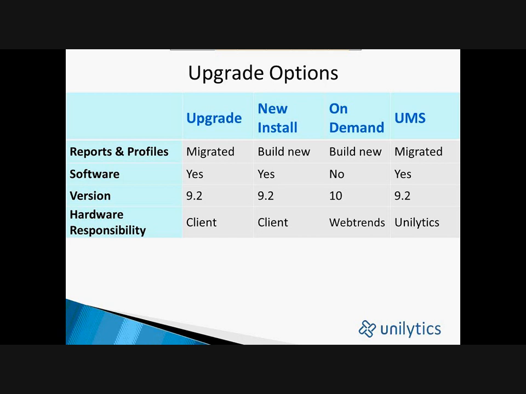The hardware responsibility is certainly one thing that clients today are concerned about as they move to 9.2. It requires all new hardware, all 64-bit, and that's one of the challenges that we've heard from clients. So if you're upgrading or if you're doing a new installation of software, you're obviously still responsible for that hardware. In the on-demand environment, Webtrends does all the processing for you, so the hardware is in their domain. And in the Unilytics environment for UMS, we, of course, purchase all new hardware for all clients, and each client, in fact, runs their own set of hardware in our environment.